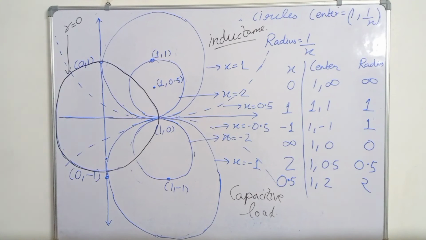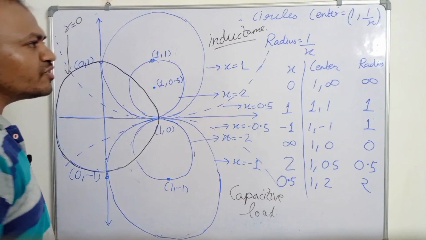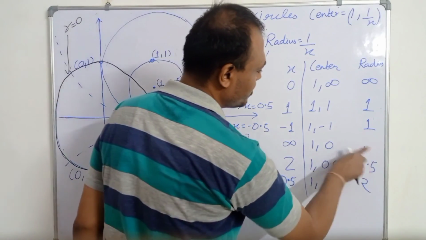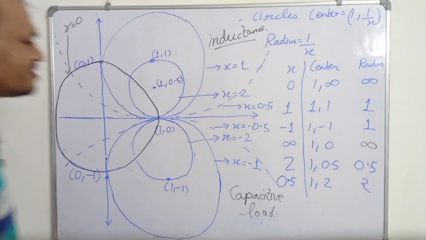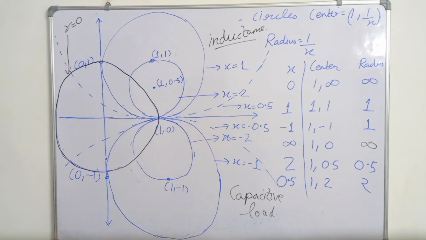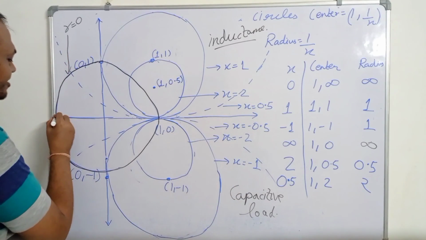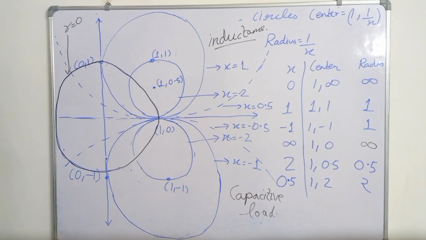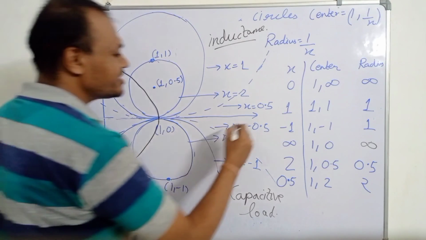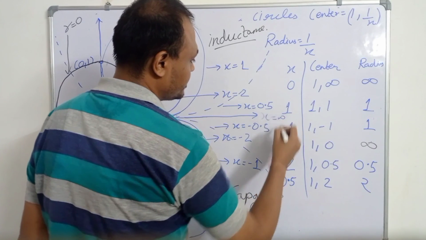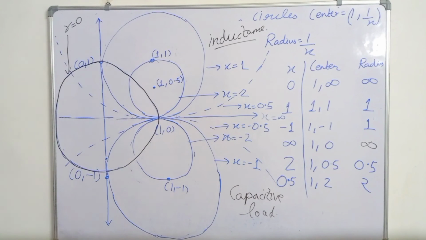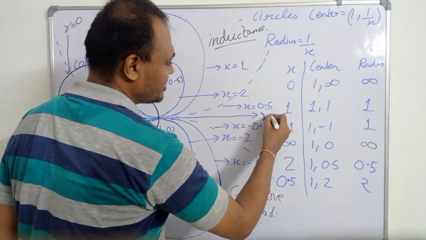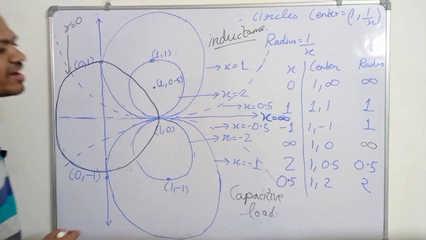Also, if you see, for x equal to infinity the center will be 1 comma 0 and the radius will be infinity. So the circle will be a straight line, this x axis. This x axis is the circle for x equal to infinity, because the center is 1 comma 0 and the radius is infinite.